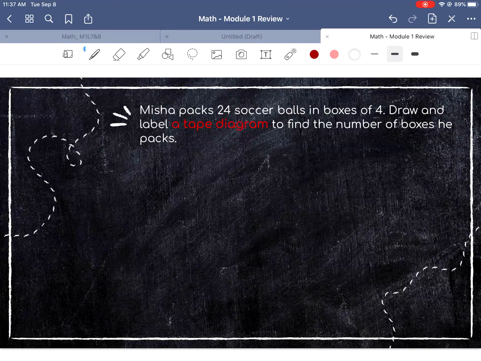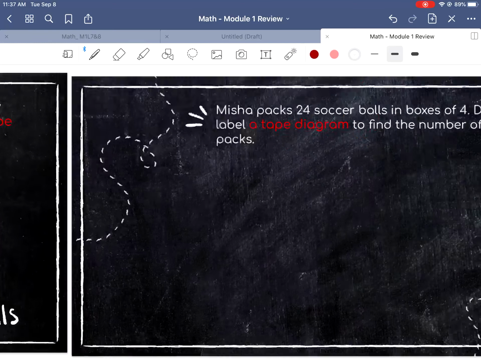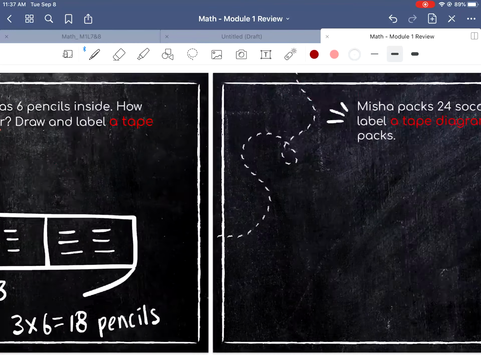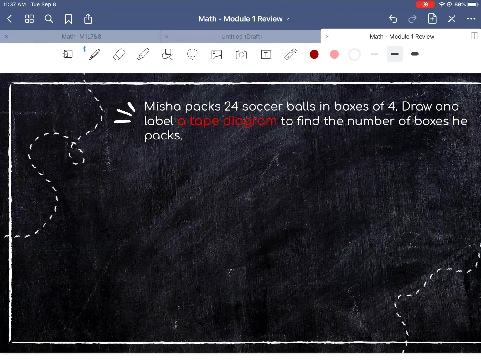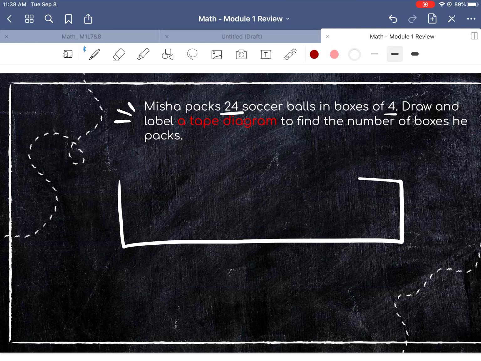Misha packs 24 soccer balls in boxes of 4. Draw and label a tape diagram to find the number of boxes he packs. This question might seem similar to the previous question, but we have to be careful because this is not asking the total number of soccer balls, because we already know the total, which is 24. And we know that he put 4 soccer balls in each box. This one is actually asking the number of boxes.